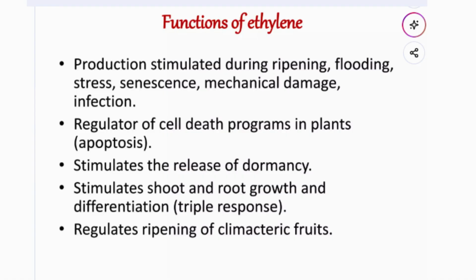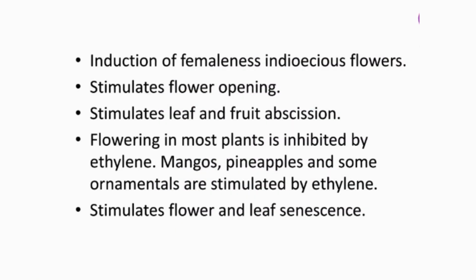Ethylene production is stimulated during ripening, flooding, stress, senescence, and mechanical damage and infection. It is a regulator of the cell death program in the plant, which is the apoptosis, stimulates the release of the dormancy, stimulates the shoot and root growth and differentiation, which is the triple response, and regulates the ripening of the climacteric fruits. Induction of the feminine flowering in cucurbits, stimulates the flower opening, and stimulates the leaf and fruit abscission.